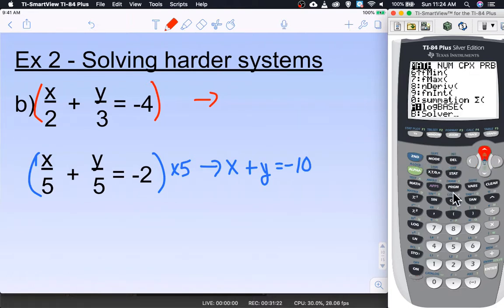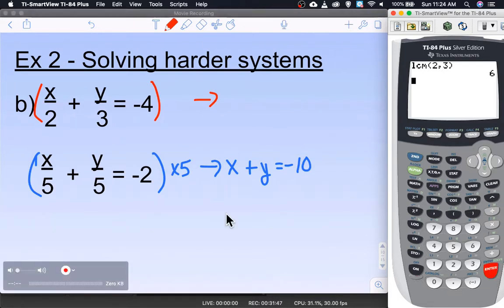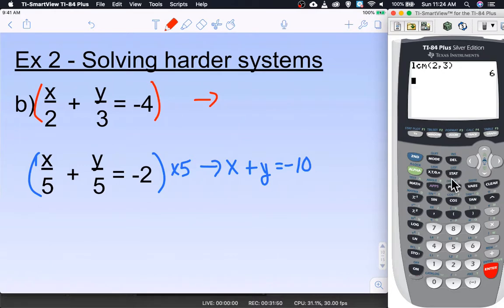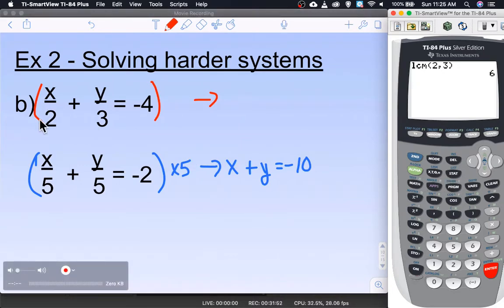Where would least common multiple be? Is it number? Min, max, integral, absolute value. Oh, there it is. Number 8. So under number, the least common multiple of 2 and 3 is 6. I could have done that in my head, but I was showing you how you can use the calculator as well. So the least common multiple of 2 and 3 is 6 because that's the number that's in the times tables of both.